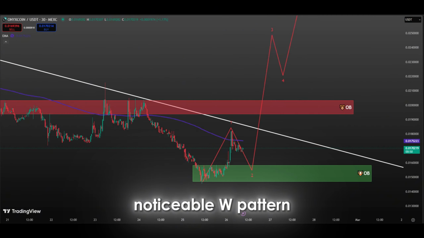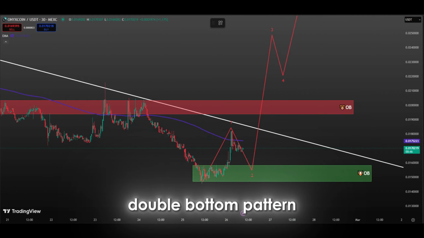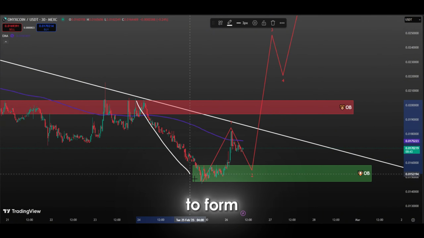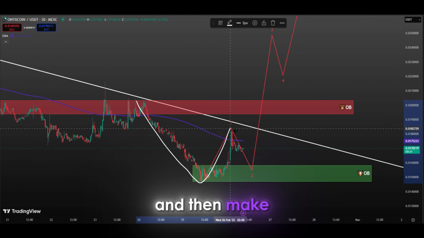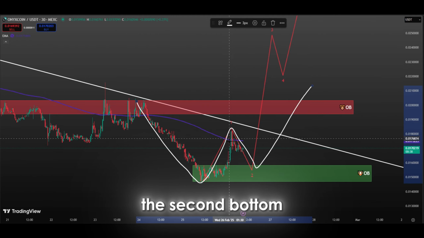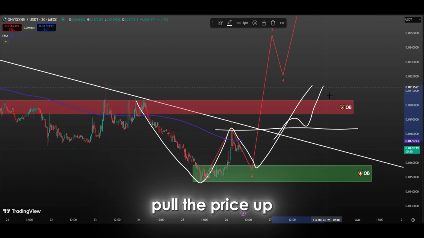There is a noticeable W pattern formation on the chart. The W pattern is commonly known as a double bottom pattern and is considered a reversal signal. For this pattern to form, the price needs to make two bottoms and then make an upside breakout. Currently, the price is moving towards the second bottom. This could be an important support point where buyers could step in and pull the price up.